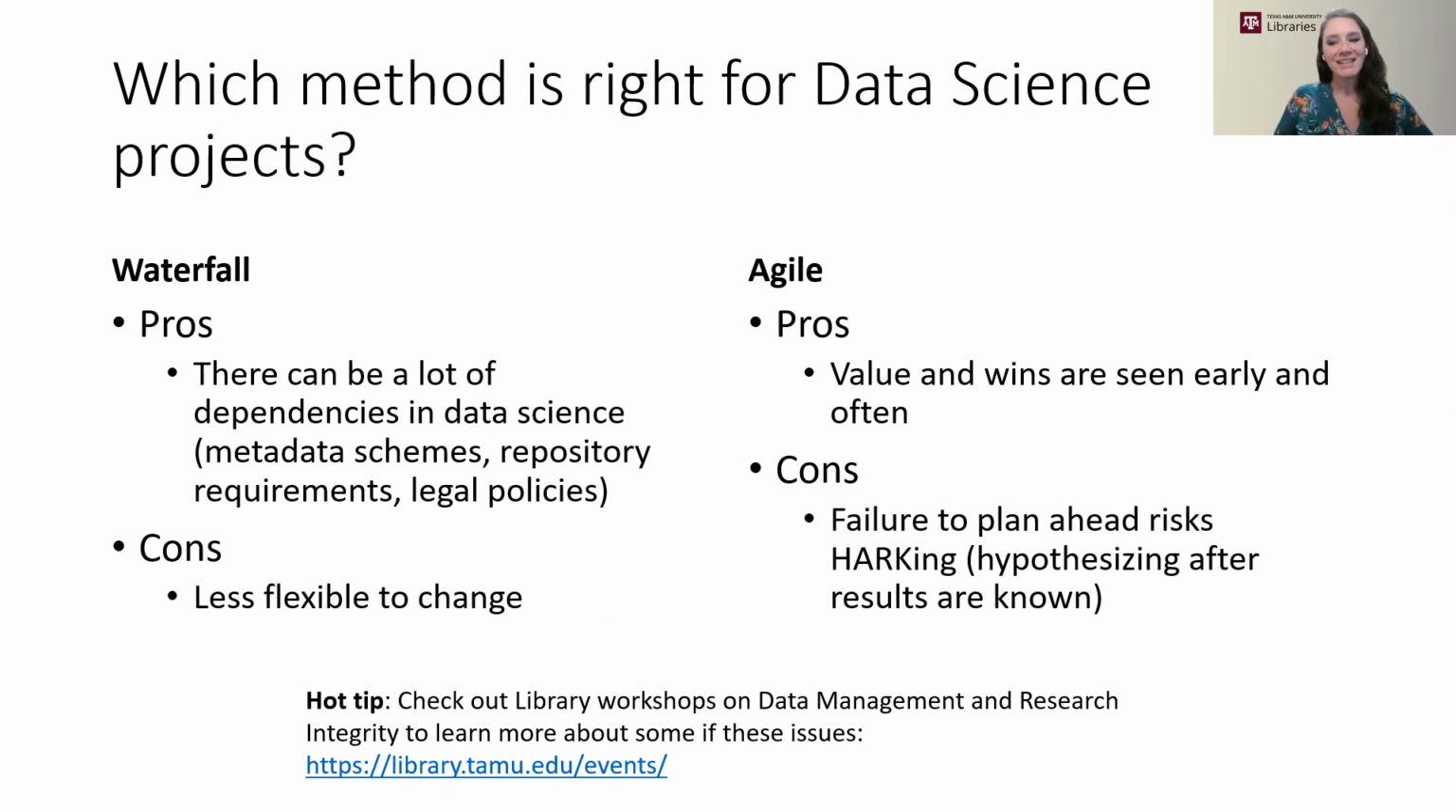But the downfall to Agile for data science is that failure to plan ahead risks HARKing. If you're not aware, HARKing stands for hypothesizing after results are known. And it's considered in many fields to be an incident of research misconduct. So you do want to do a little bit of discussion with advisors and mentors if any of this is a question for you in your discipline.